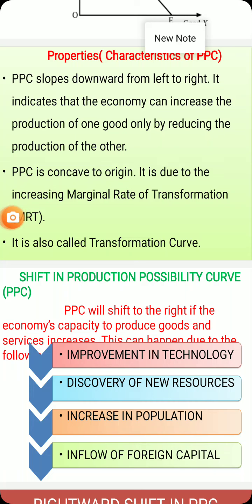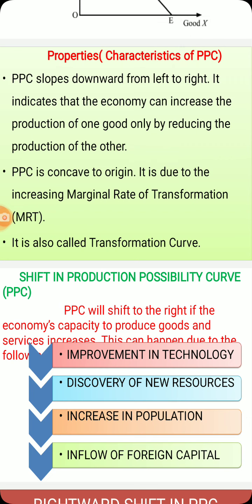So we have gone through the production possibility curve. Now what are the characteristics or the properties of the production possibility curve? The first one is that the PPC curve slopes downward from left to right. What does it indicate? It indicates that the economy can increase the production of one good only by reducing the production of the other good. That means they have to substitute the production of one good for the other good only in that case. That is why this production possibility curve slopes downward.